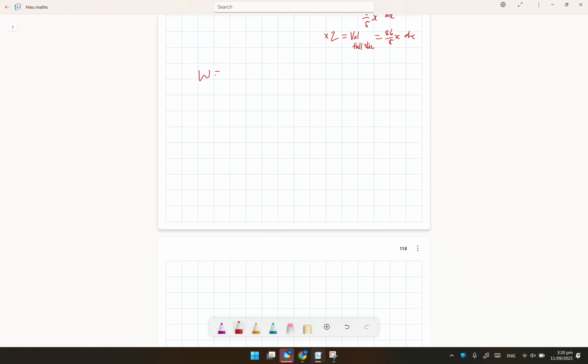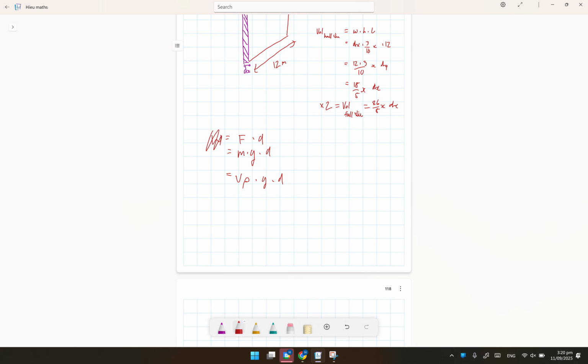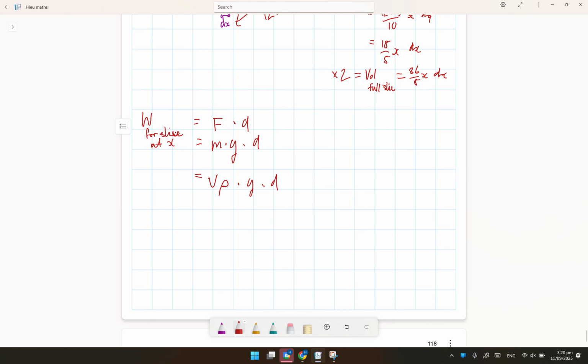The work done is equal to force times distance. Force is equal to mass times gravity. That's work done. And mass is equal to volume multiplied by density. So we have the volume here. Let's say the work done for a slice, and this is a slice at x, right? So for a slice at x, the work done is equal to its volume multiplied by density multiplied by gravity multiplied by distance.